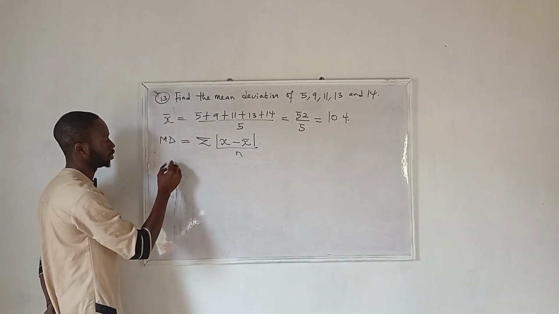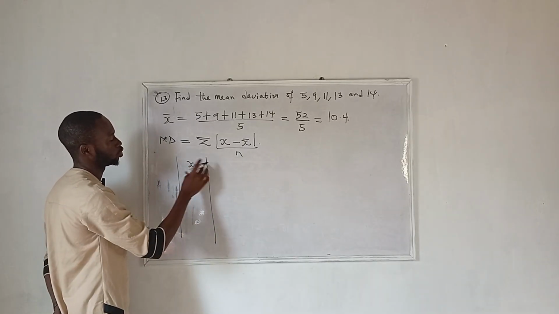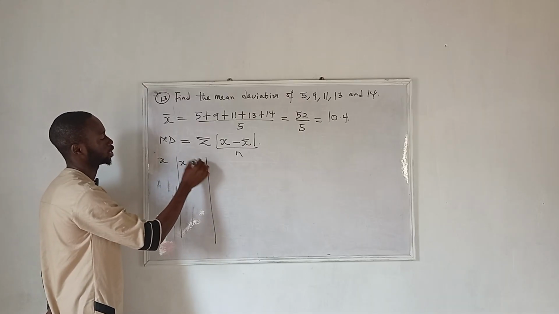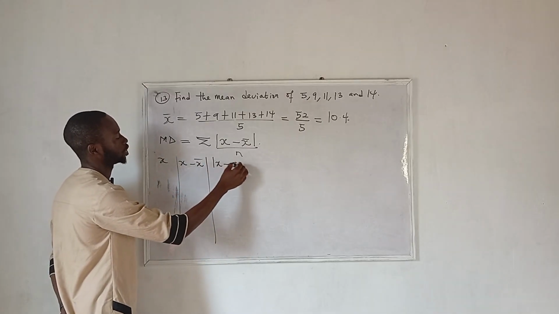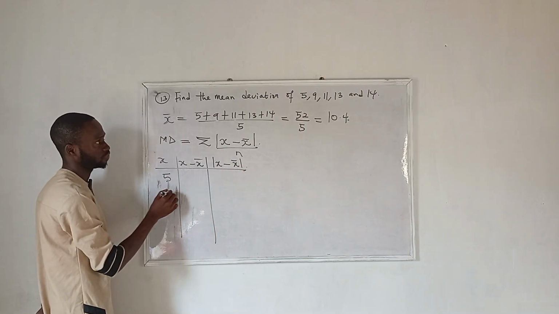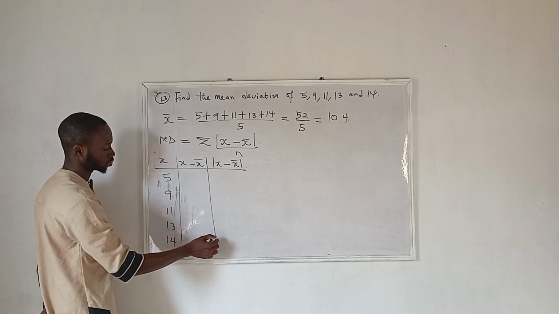So basically what we have is, we draw our table, the table for x, x minus x bar, and absolute value of x minus x bar. So what are the values for x that we have? We have 5, 9, 11, 13, and 14.